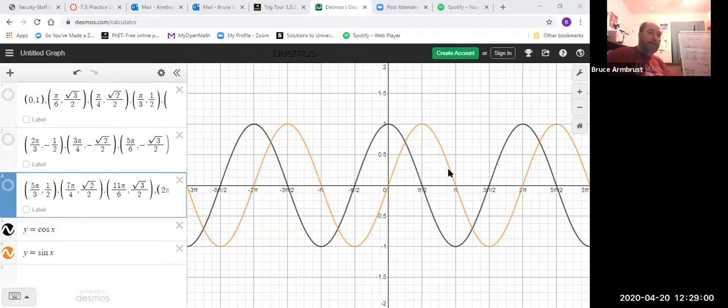So the fact that we're seeing this, that these graphs are shifted by pi over 2, stems directly from the fact that these are co-function identities, right? That they are related to each other by complementary angles. So the good news here is that if you know the graph of one of them, you know the graph of the other.